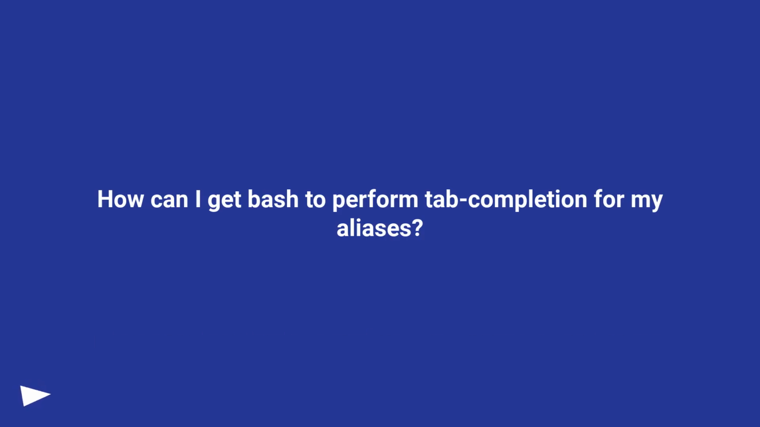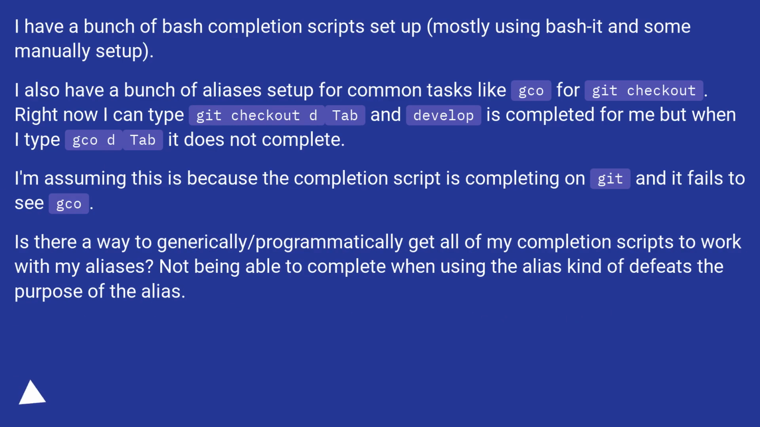How can I get Bash to perform tab completion for my aliases? I have a bunch of Bash completion scripts set up, mostly using Bash-it and some manually set up. I also have a bunch of aliases set up for common tasks like co for git checkout.